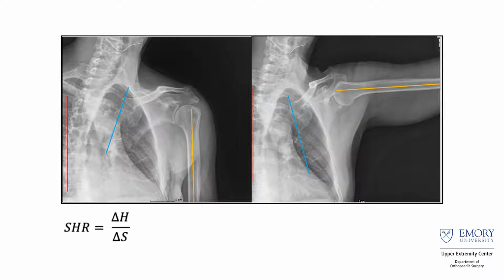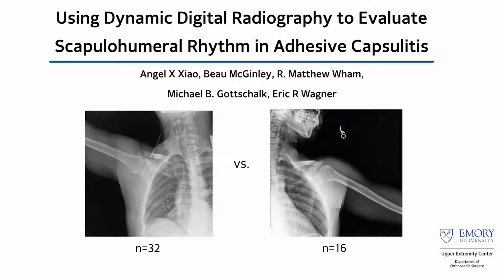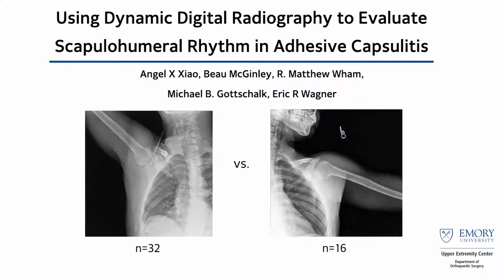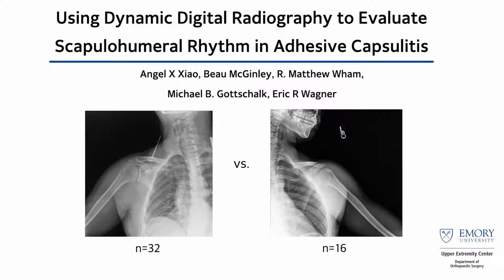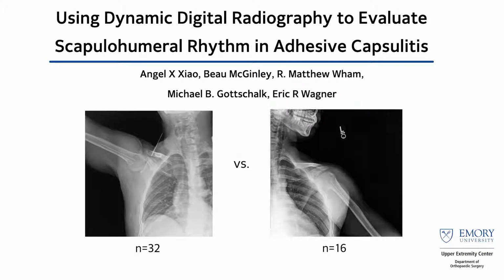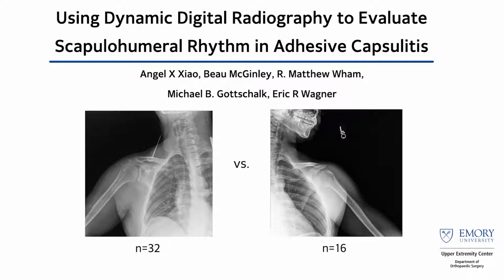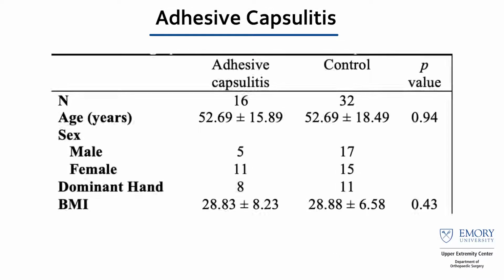Using these scapulohumeral rhythm measurements, we were able to compare 16 patients with adhesive capsulitis on the right to 32 patients matched for age and BMI on the left. You can see, just looking at the x-rays, there's an obvious difference in how the glenohumeral motion moves, as well as the scapulothoracic motion. You can see how much they compensate when you have that frozen shoulder. You can see that we matched it for age, BMI, and sex.